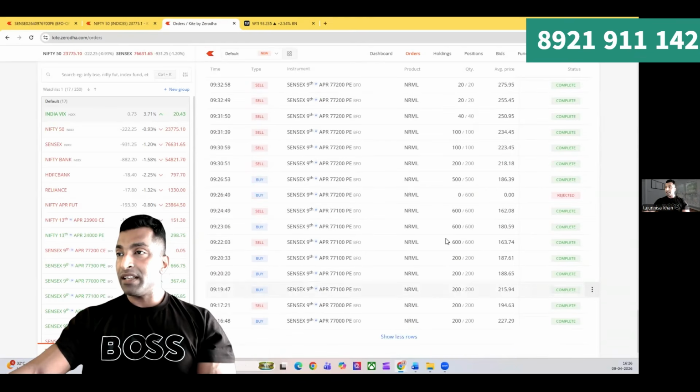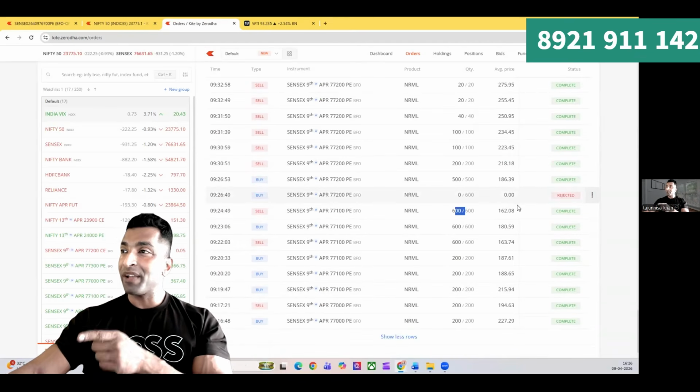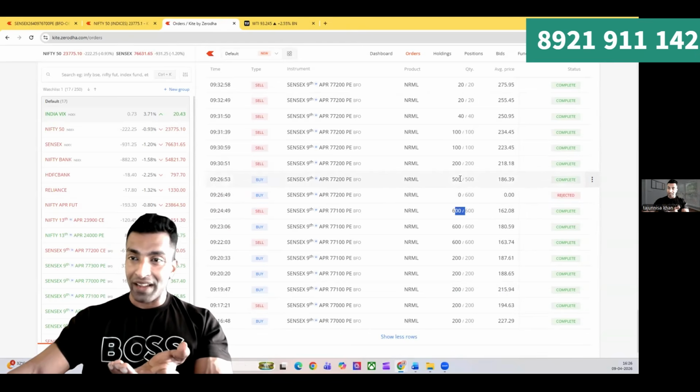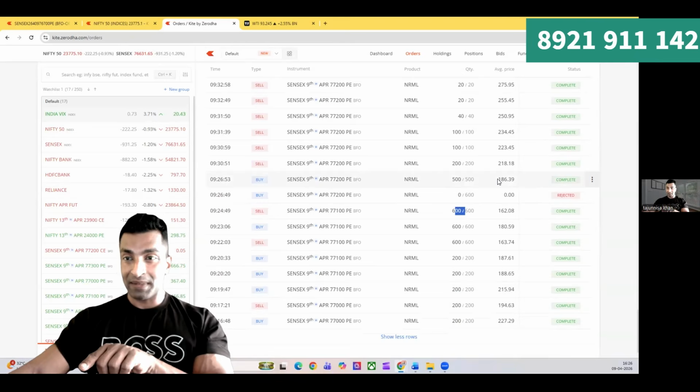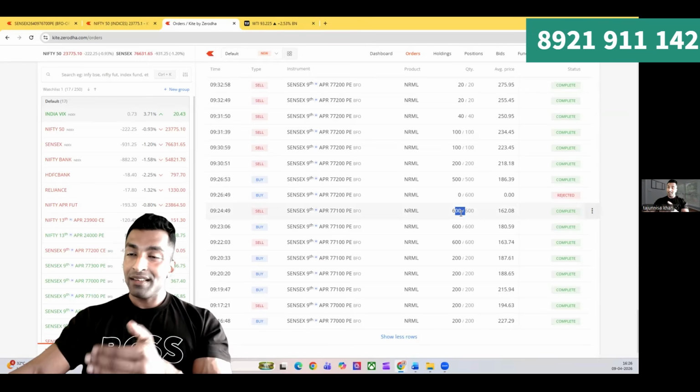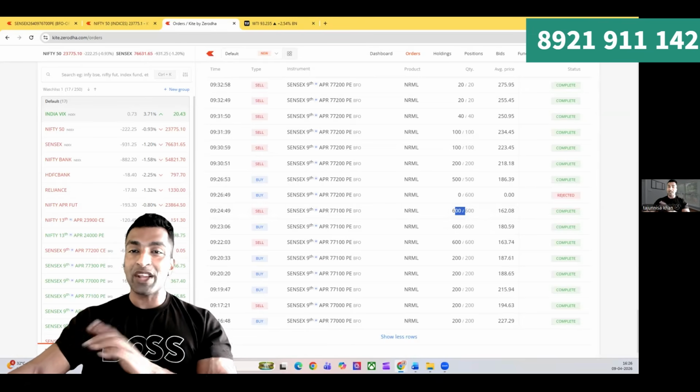But can you see here I entered 600, 600, 600, but when I punched 600, I couldn't get it. I punched at 170. Then I had to change to 500 and I got it at 186. So I had to pay 15 rupees extra. I couldn't get the same quantity. Right? Why? Capital got reduced. So if I were trading less quantity, this scenario would not have come. And in that case, I would have got a higher profit when a better scenario came.